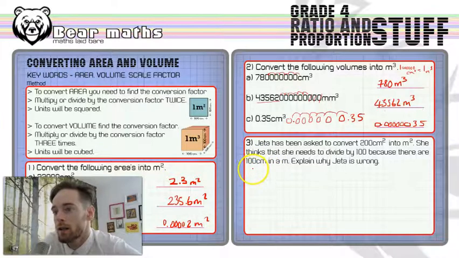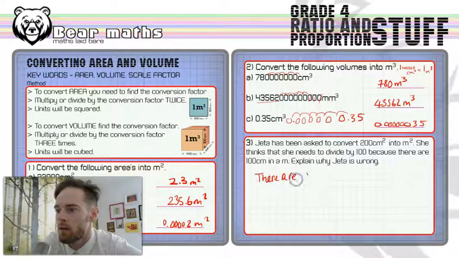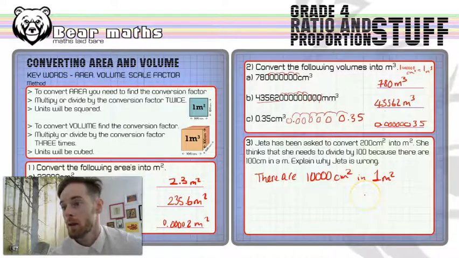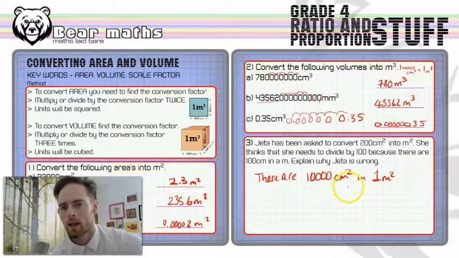Yetta is correct in thinking that there are 100 centimeters in a meter, but she's incorrect in thinking that she needs to divide by 100, because there are 10,000 centimeters squared in 1 meter squared. I think that would be a good enough thing to show, to explain why she's wrong, because you're demonstrating your understanding that there are 10,000 square centimeters in a meter squared.